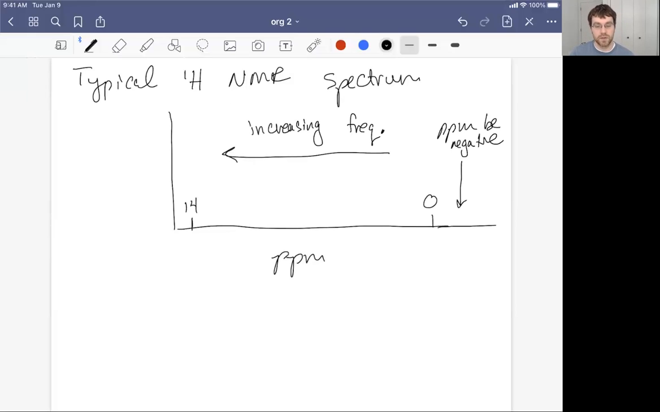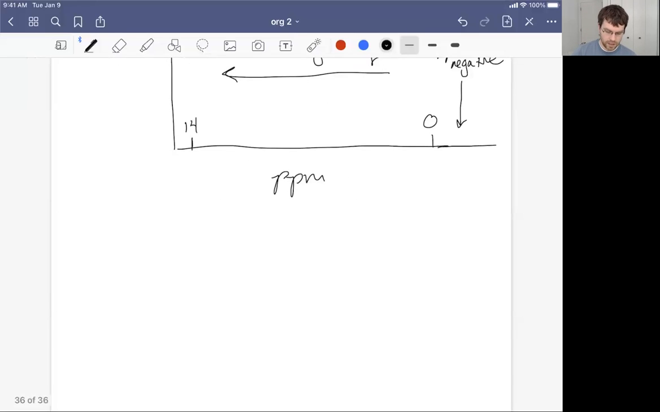Okay, so 0 is on the right. Higher numbers are on the left. The highest we typically go is 14. We often just cut that off because there's nothing that goes too far out to 14. So we would probably cut it off around 10 for most cases. If we have aldehydes, then we'd extend it to 12. It's just a zooming trick within the software that processes the NMR data.